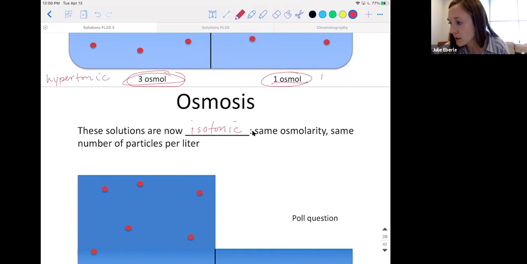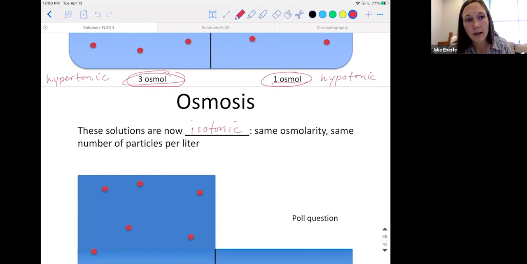1 osmol is lower, so we call this hypotonic. So I want to make sure you guys understand this real quick. Let's launch another poll question. And I'm probably not going to give a ton of time on this one, but read this question.